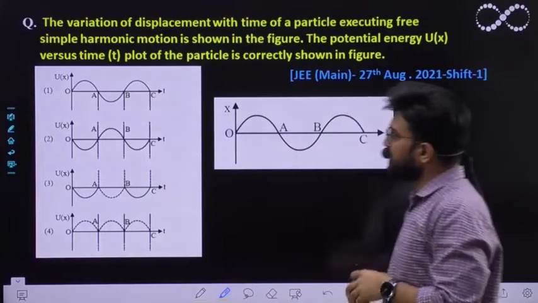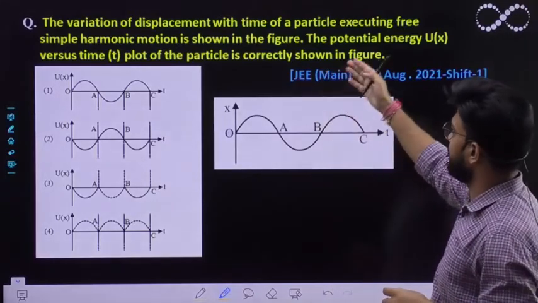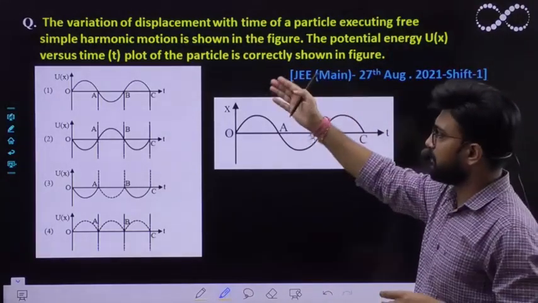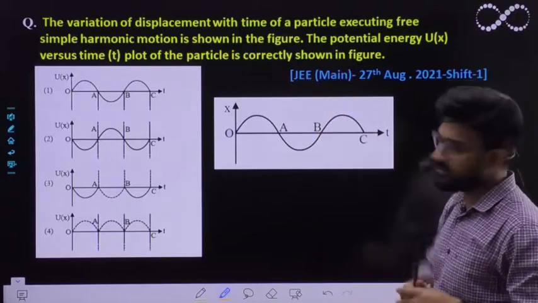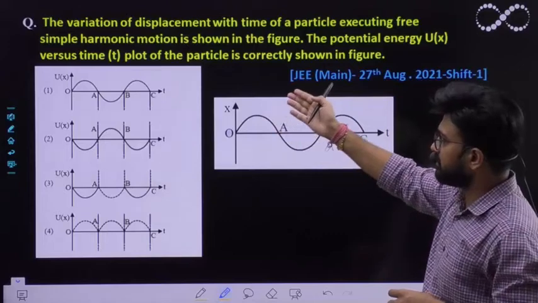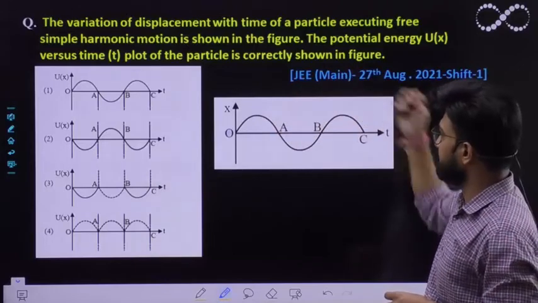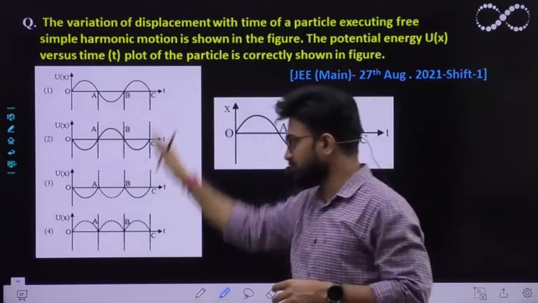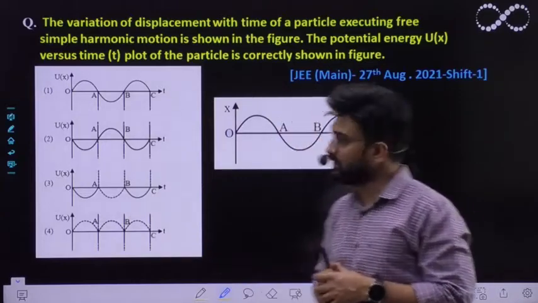The question says, the variation of the displacement with time of a particle executing free simple harmonic motion is shown in the figure. So this is the figure which has been given to you. The potential energy U(x) versus time plot of the particle is correctly shown in the figure. So you have to choose which graph is correct.